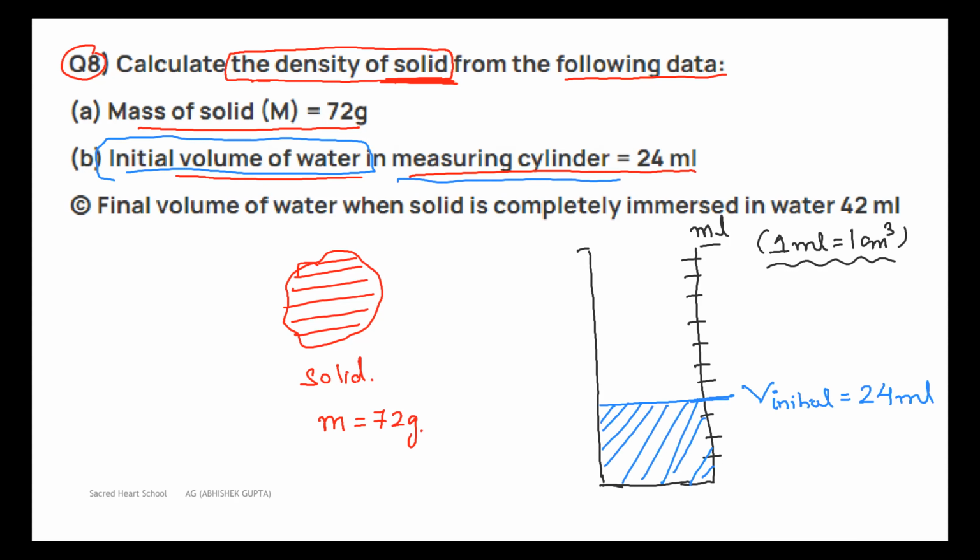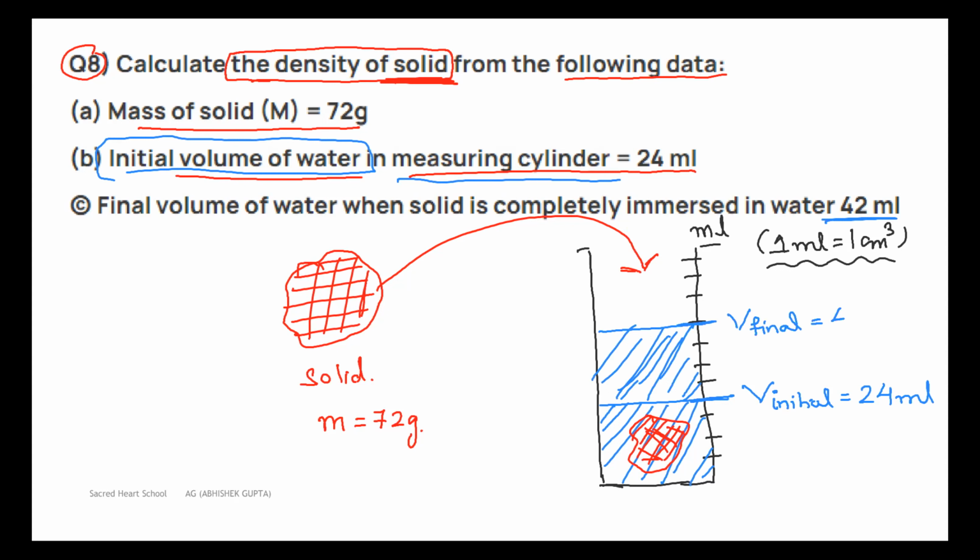Now, it is very obvious that when this solid is immersed into this measuring cylinder, the level of the free surface of the water will eventually rise up. So once you immerse this into the measuring cylinder, what will happen? The water level will obviously rise up, no doubt about it. And the water level rises to 42 ml, V final, 42 ml.